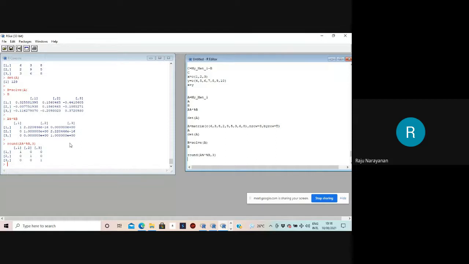Okay, now it is round A percentage star percentage B, comma 3. Therefore, B is the inverse. You do the other one also, you will get the same thing. B percentage A also should be I.